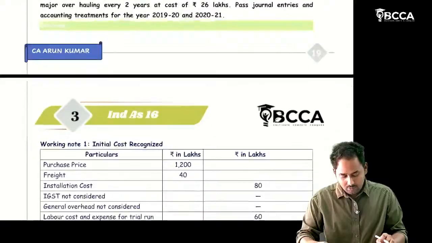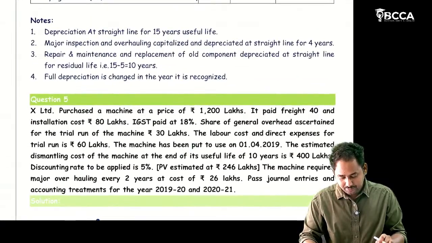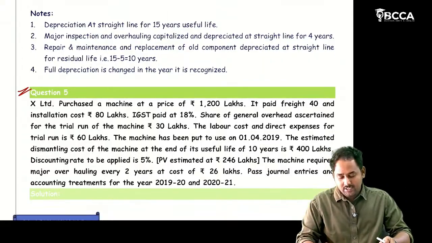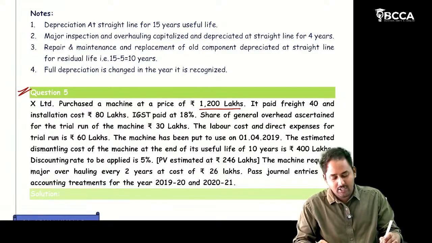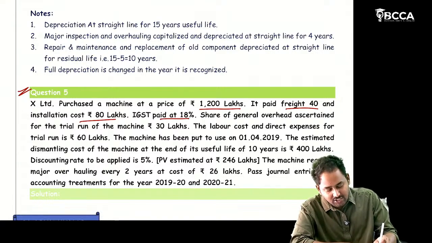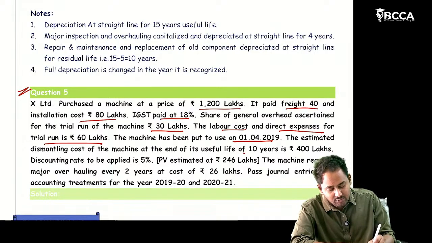Then, what is the next aspect? Question number 5. X Limited purchased a machine at a price of 200 lakhs and it paid a freight of 40 and installation cost 80 and IGST paid at 18%. And the share of general overhead ascertained for the trial run of the machine is 30 lakhs. And the labor cost and direct expenses for the trial run is 60 and the machine has been put to use on 1.4.19. The estimated dismantling cost of the machine at the end of the useful life of 10 years is 400 lakhs and the discounting rate to be applied is 5%.